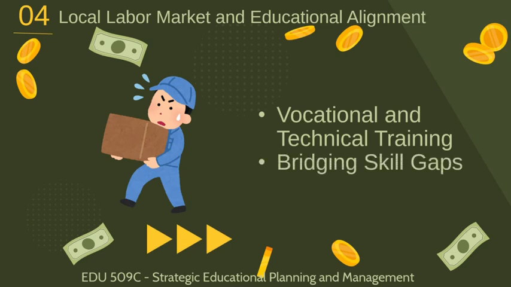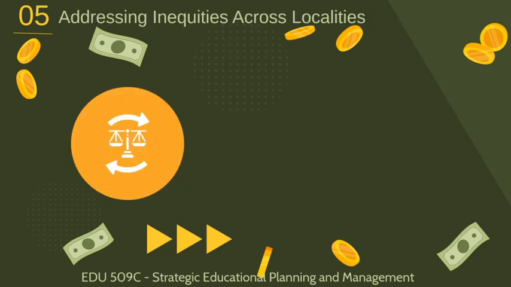Also, bridging skill gaps. By aligning education with labor market demands, schools can play an important role in filling skill gaps that exist in local economies. So this type of planning not only benefits students but also helps local businesses thrive by providing a qualified workforce. And lastly, addressing inequities across localities.